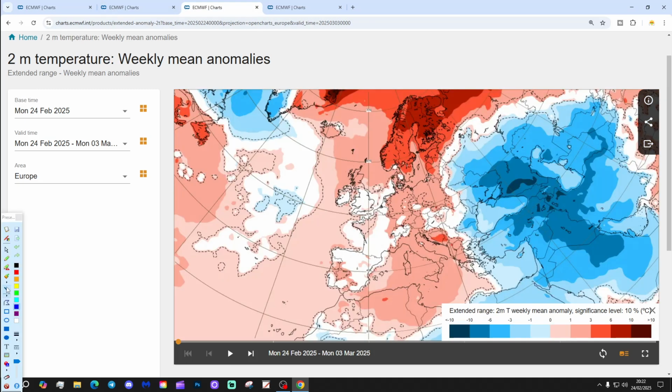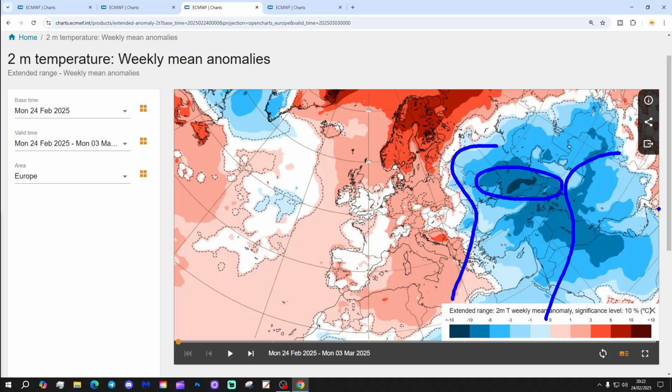Temperature anomalies then are still very cold across the extreme east and southeastern portion of Europe, particularly to the north of the Black Sea in towards the Ukraine and the southwest of Russia, and also going southwards in towards Greece, Turkey, and even extending down in towards the Middle East. We see cold and average temperature anomalies.